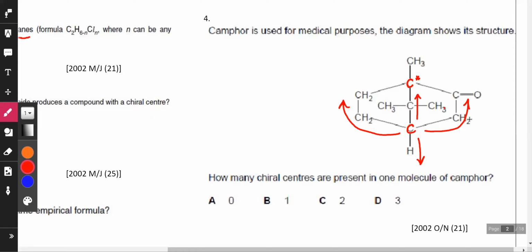So you don't actually just look at the immediate neighborhood. I mean, look at the whole thing. Is that different? If this would have been a CH2 as well, then this side and this side would be exactly the same. So how many chiral? You have 2 chirals in this molecule.